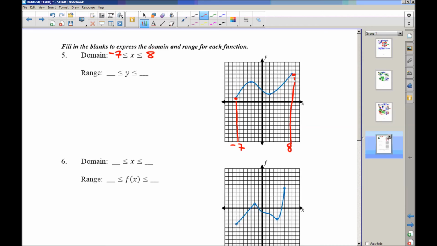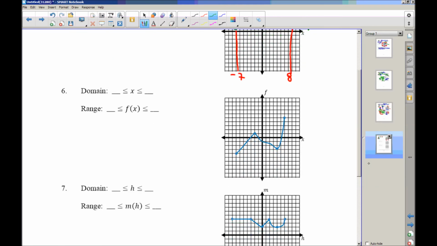Okay. Now our range, the up and down: the most down this graph gets is right here, and the most up it gets is still right there. So let's draw over. This is at 1, and this is at 7. So our range goes between 1 and 7. The inputs are the left and right of the graph, and the outputs are the up and down of the graph. Okay. Number 6, domain and range again.